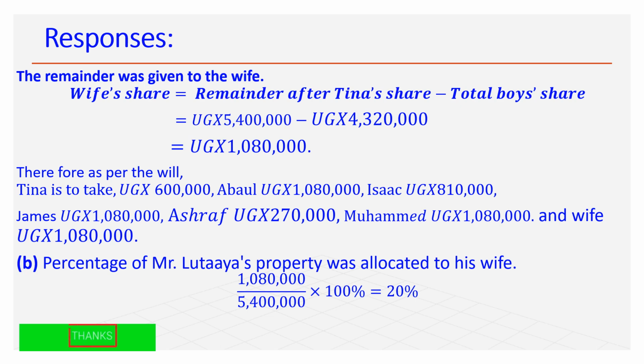Now we can see that as per the will, to resolve the situation from the guidelines that were laid down by the late and as reflected in the will, this is how the property worth 6 million was meant to be shared. Now if you sum up all this money for the wife, Tina, and the 5 boys, you realize the total gets up to 6M.